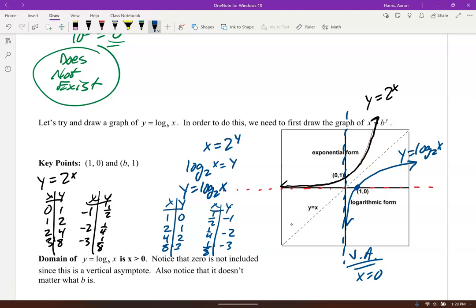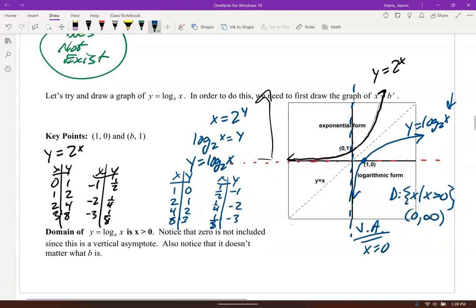The black one had a range of 0 to infinity. So the domain on the log base 2 of x would be 0 to infinity. In other words, 0 to infinity would be the domain on that, right? So all these x values have got to be positive, because we're not going to touch that vertical asymptote, okay?